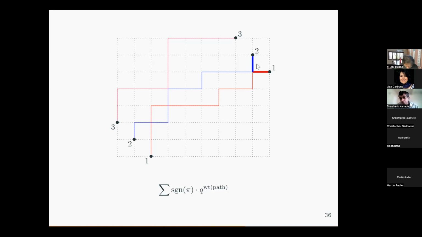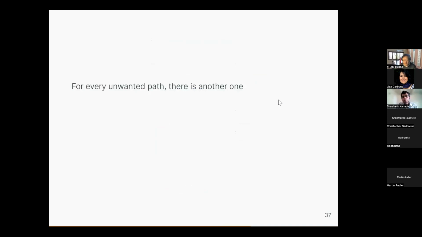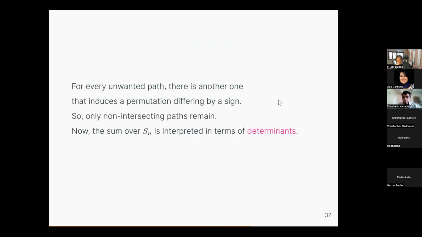And so if you do that, this is what I was explaining, you reroute them, then all the bad or unwanted paths get paired up with another one that differs in a sign in the permutation it induces. So they all get canceled out. So really, it's no harm if you put in all these intersecting paths there, you still end up with the non-intersecting paths if you count properly. And now the sum over signs is really interpreted as a sum over Sn, and then you evaluate the determinants that come in, and that finally gives you the formula for plane partitions.